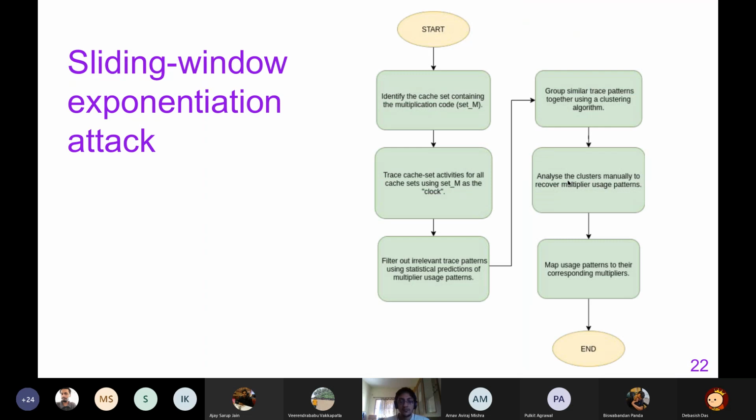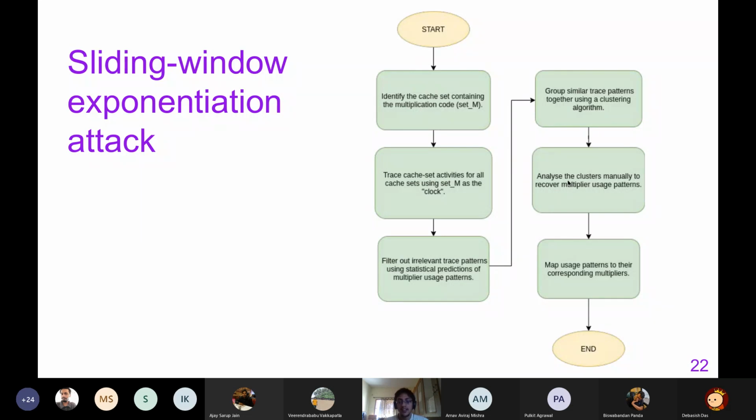So by using PrimeProbe, we can obtain sensitive information from the victim. Here we are showing an example of a sliding window exponentiation attack. Again, I'll give a very high view of what is going on. In the sliding window exponentiation attack, there is an optimization where multipliers are stored in a particular place, just to avoid computation during the algorithm execution.